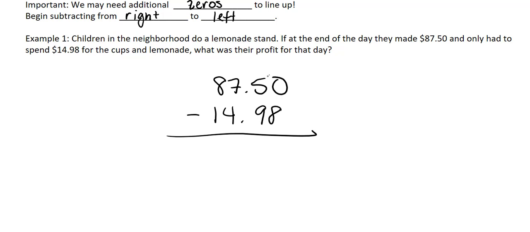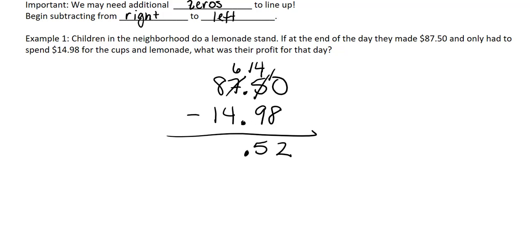So 0 minus 8 can't be done. We need to go ahead and borrow from this 5. So that becomes a 4. This becomes a 10. 10 minus 8 is 2. Now 4 minus 9 can't be done. So we can actually go ahead and borrow from the whole one spot, right? So this 7. 7 minus 1 is 6. So we can borrow a whole, essentially 10, or like $1. So that's 10 tenths, right? Or 10 dimes. So now we have 14 minus 9 is 5.